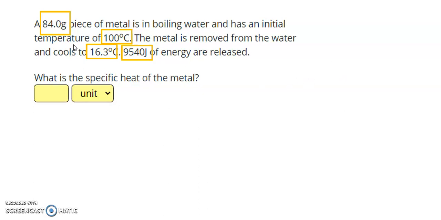Because we have a substance whose temperature is changing, we have the mass, the energy, and we're looking for the specific heat. The specific heat equation, Q equals mc delta T, is a good equation to use. We have Q, M, we're looking for C, but we don't have delta T yet. We know initial temperature and final temperature, so let's use this equation to find delta T.